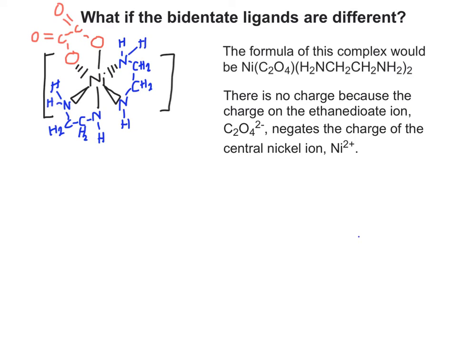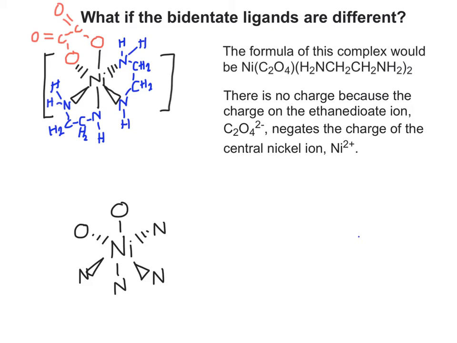So there's no charge in this case because the ethane dioate ion, which is drawn in red, has a 2- charge. So the central metal ion, nickel 2+, the charge is counteracted or negated, so overall the complex is neutral. So the first thing I'm going to do is to simplify my diagram.